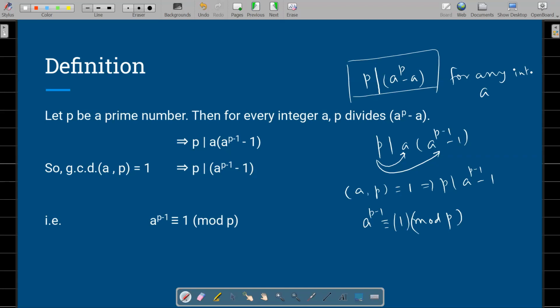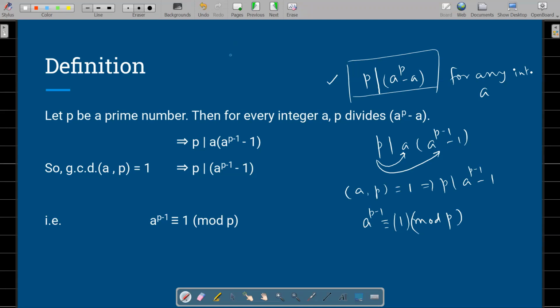Sir, can you please explain this again? From where did you not understand? Like, if p is a prime number, then for any integer a, p divides a raised to p minus a.